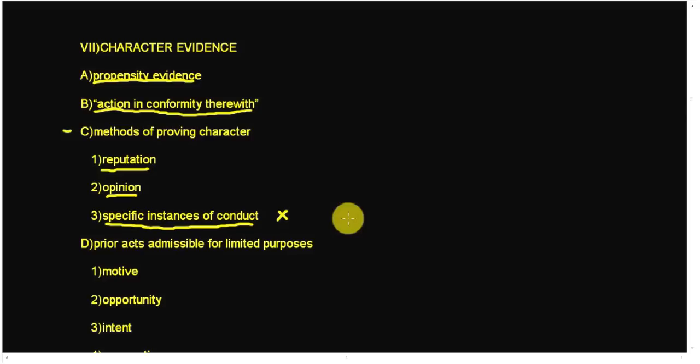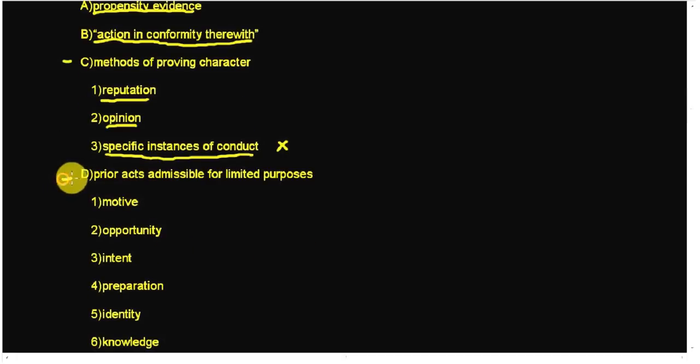Alright, so now that we've gone through that, let's talk about prior acts inadmissible for limited purposes. So let's go back to the general rule. Character evidence is not allowed for the purpose of showing action in conformity therewith. However, there are other purposes for which character evidence is admissible.